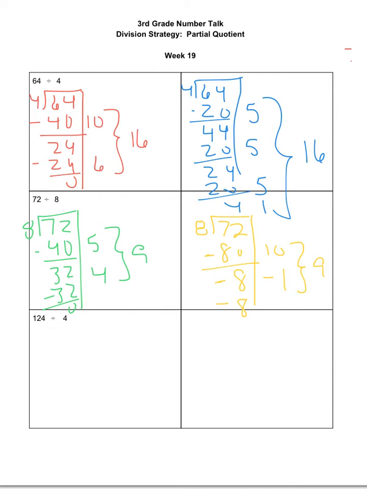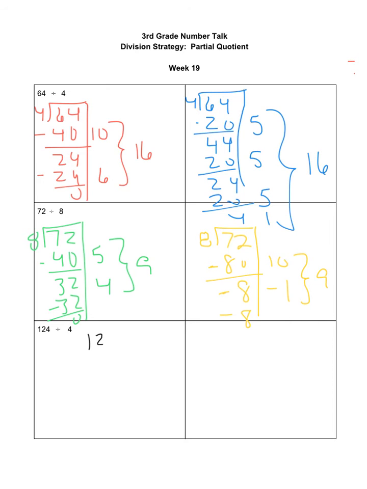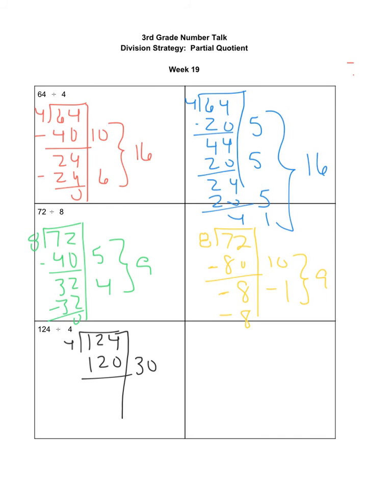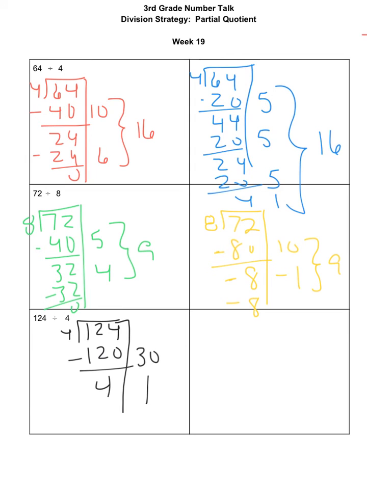You also have, let's look at this one, 124 divided by 4. Well, maybe I know that 3 times 4 is 120. I have 4 remaining. So that would require one more 4. So my answer would be 31. We may not see it that way right away, though. Maybe we actually see it this way.